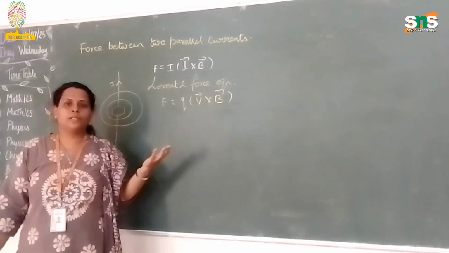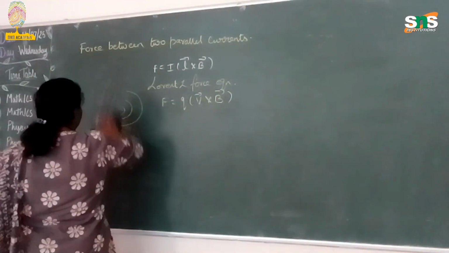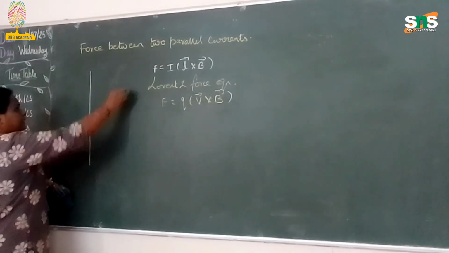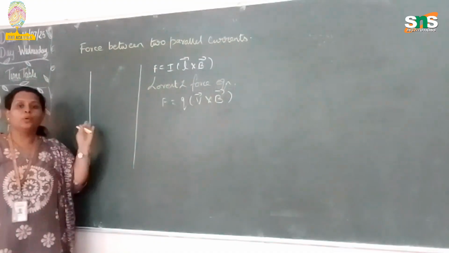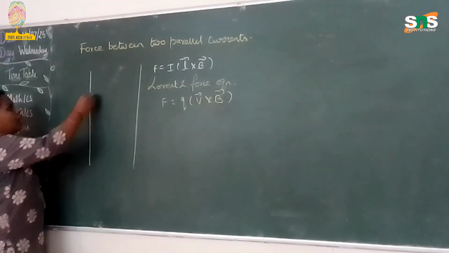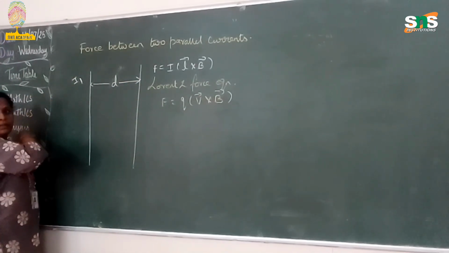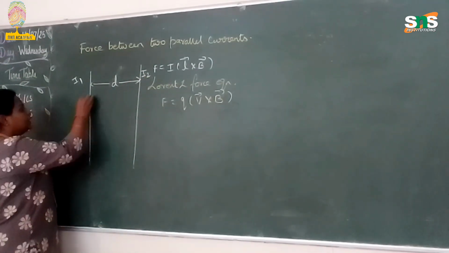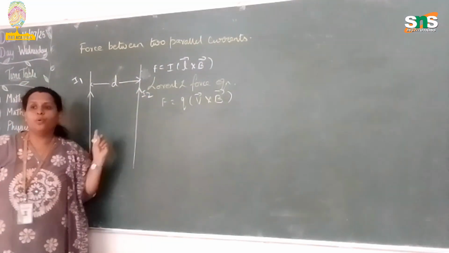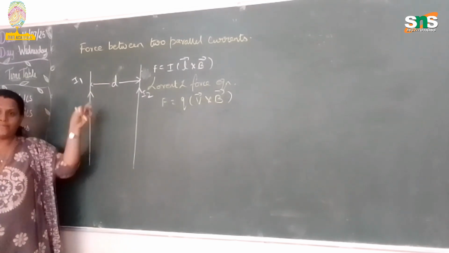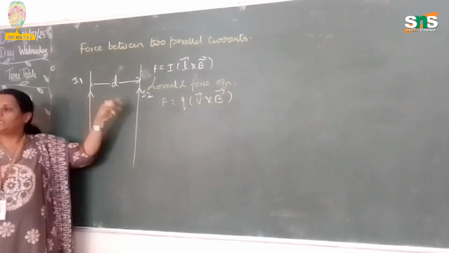I will explain this to you clearly. For the force between two parallel currents, we consider two straight current carrying wires of infinite length, separated by a distance d. Please draw them. I am naming the current in the first wire I1 and the current in the second wire I2, with their directions as shown.